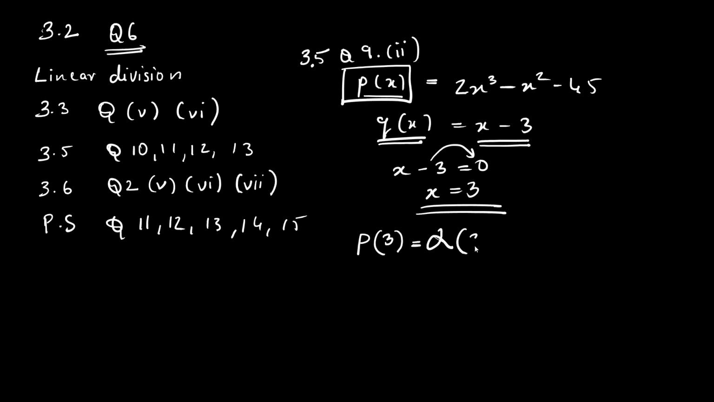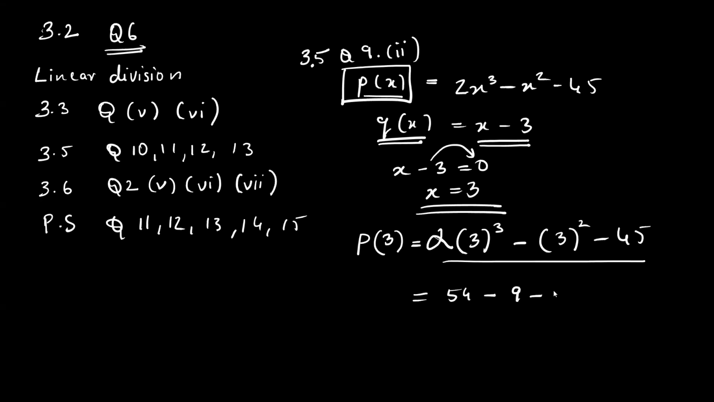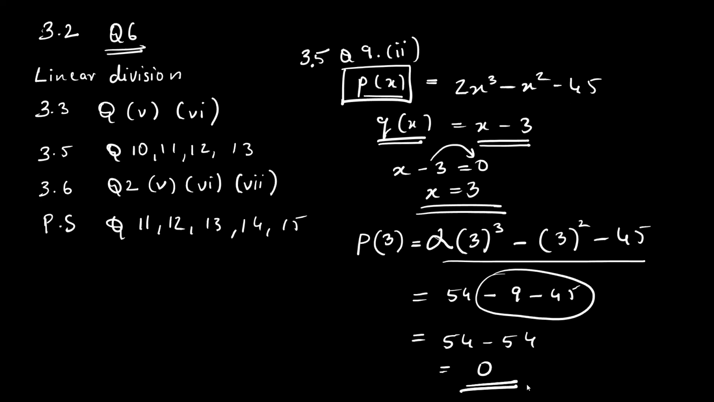2 into 3 cube minus 3 square minus 45. If you solve this, whatever answer you get, if it is 0, then it is a factor. 3 cube is 27, 2 times 27 is 54. Minus this is 9, and minus 45. This minus minus gets added, which becomes 54 minus 54, which is 0. Since the remainder is 0, we can say by factor theorem, Q of X is a factor of P of X.